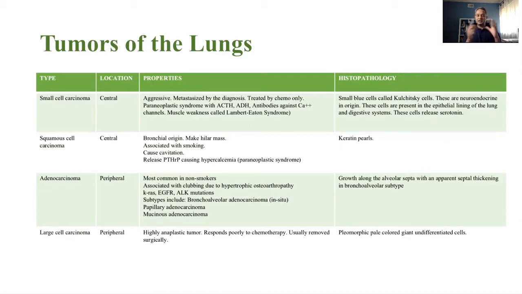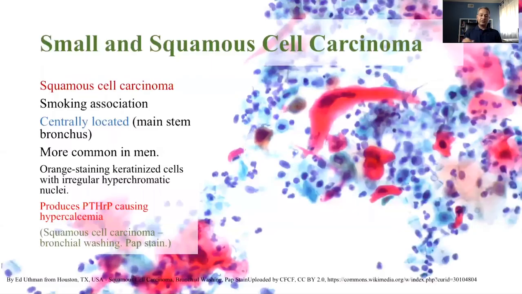And that has big joint cells, and they are pale in color. I'll show you the slides. Cool, so this is a table. So now let's look at the slides. Look at this: small cell and squamous cell carcinomas. They both are centrally located. Smoking association for the small cell carcinoma, very common. This is more common in men, although it is increasing in women as well.